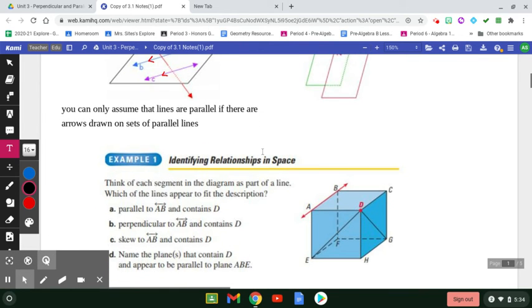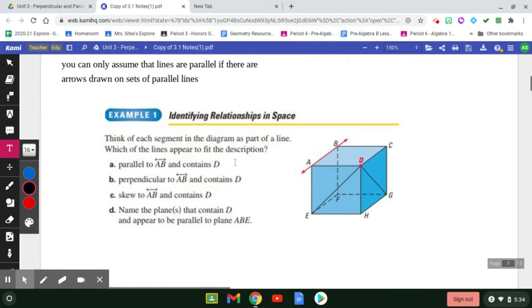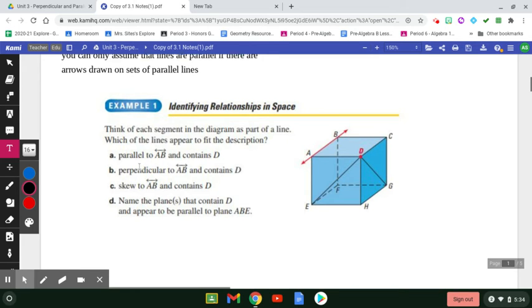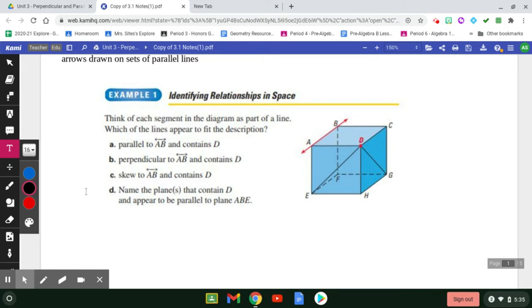Now what we're going to do is apply some of those definitions, and the idea that I just told you to be careful about with the 2D drawings, to help us answer some questions. It says, think of each segment in the diagram as part of a line. Which of the lines appear to fit the description? Parallel to line AB and contains D. Let's take a look at that. Parallel to line AB, which is the line that's right here.